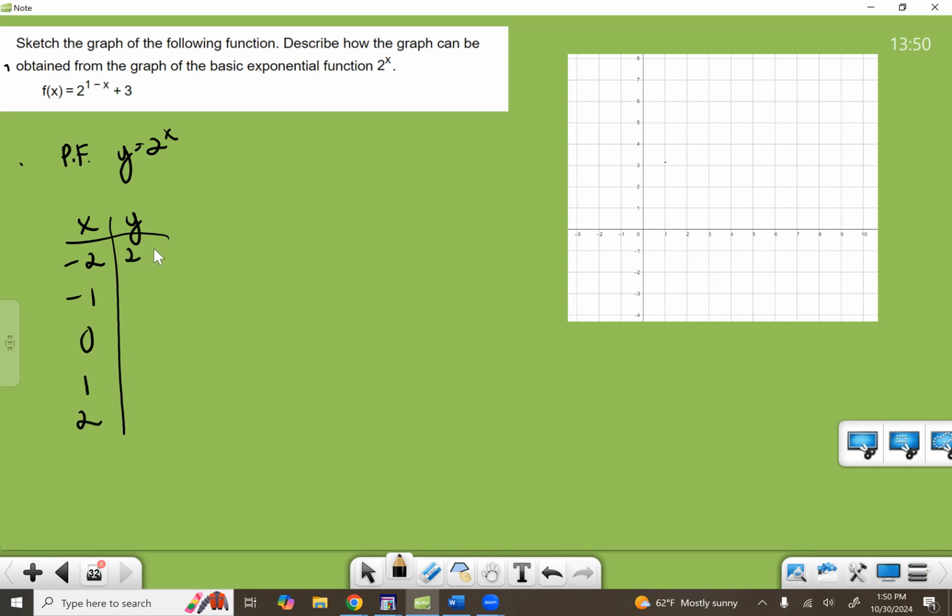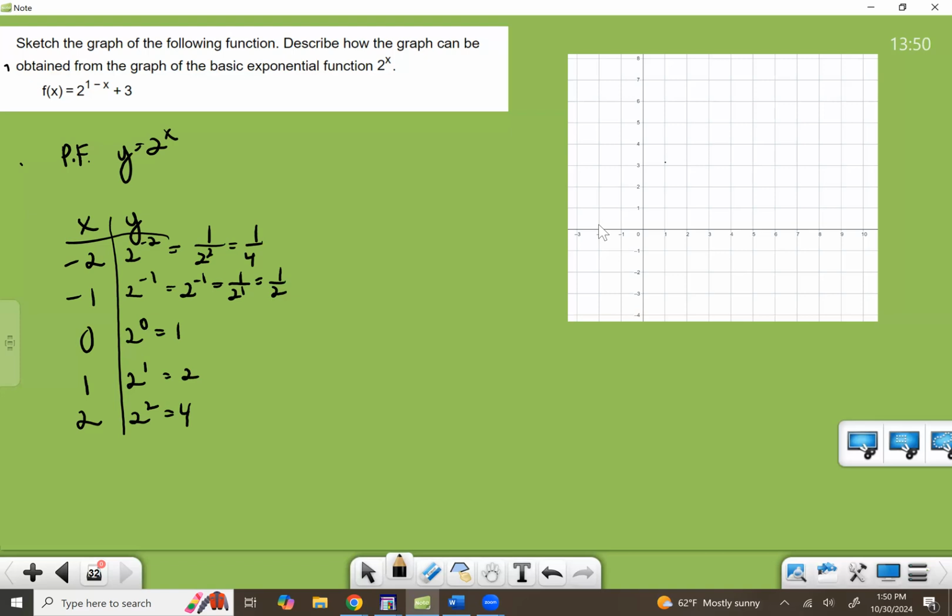So I'm going to plug in -2 into 2 to the x, -1, 0, 1, and 2. All right, so 2 to the -2 means 1 over 2 to the +2, so a fourth. 2 to the -1st means 1 over 2 to the +1, so that's going to be 1/2. 2 to the 0 equals 1, 2 to the 1st equals 2, and 2 to the 2nd equals 4.